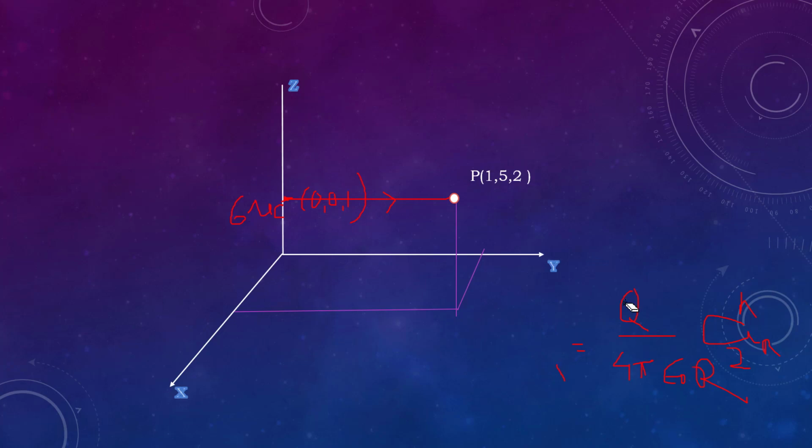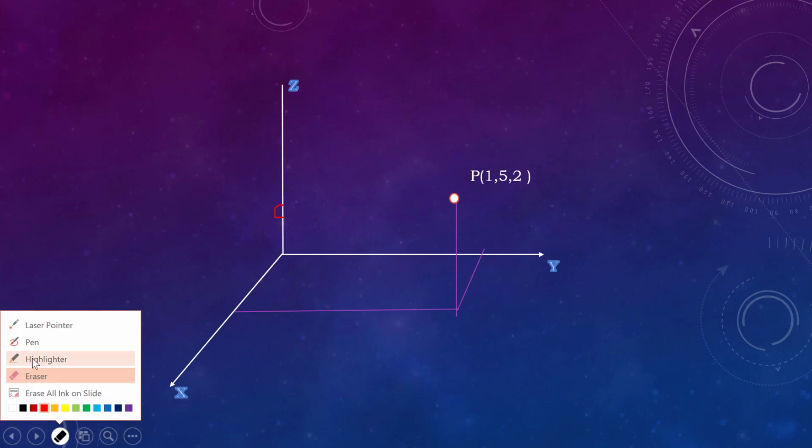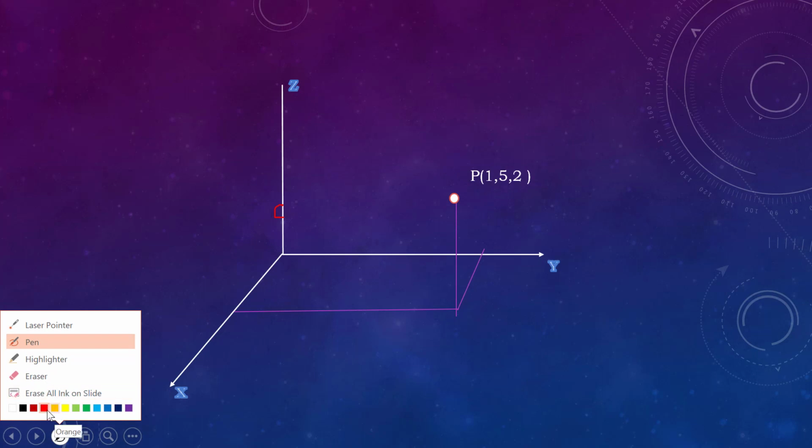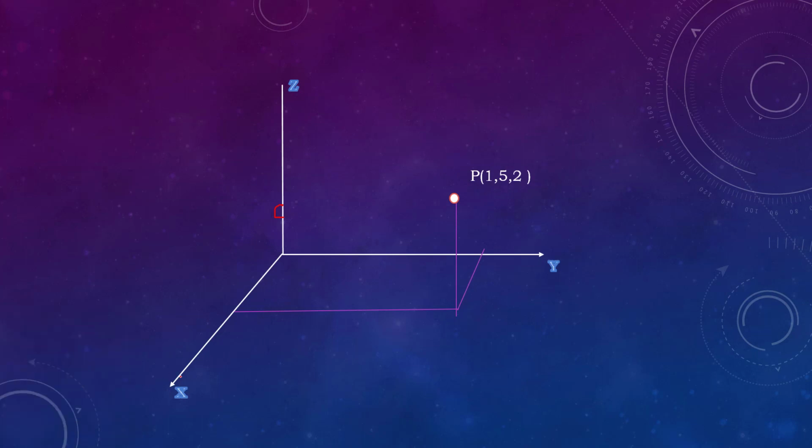Let us remove these points, and now the same point is P, and we want to find out the intensity at point P due to now a line charge. So the line is placed along x-axis. So let us draw that line. Let us put this line on x-axis. So this is the infinite line present on x-axis, line charge present along the x-axis.